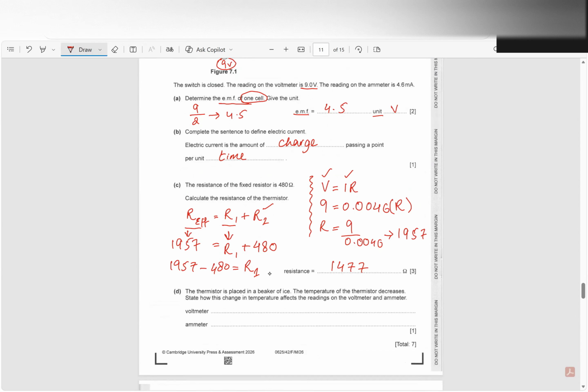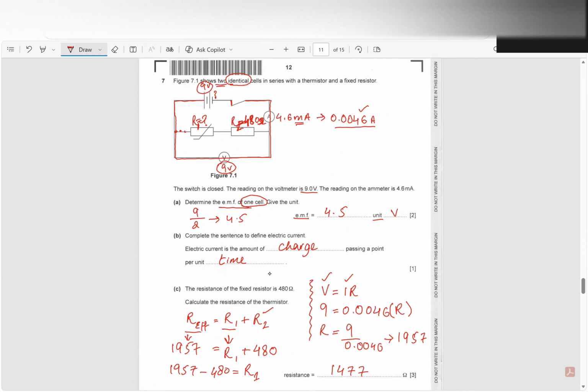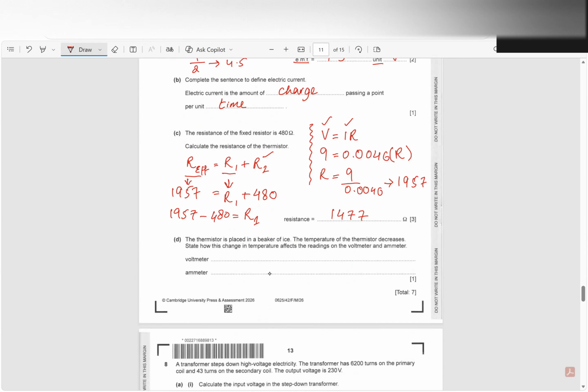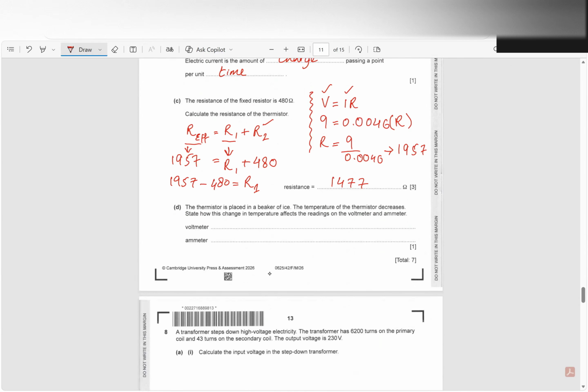One idea that we need to have over here is it's not going to affect the reading on the voltmeter. Why? The thing that we discussed initially: the voltmeter is not just connected to the thermistor. It is connected to the overall circuit. So it is still going to show a value of 9 volts. The voltmeter reading is going to be unchanged.